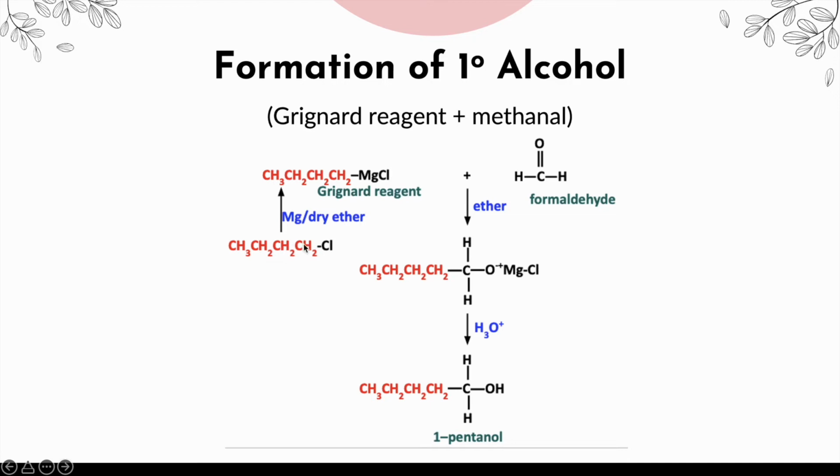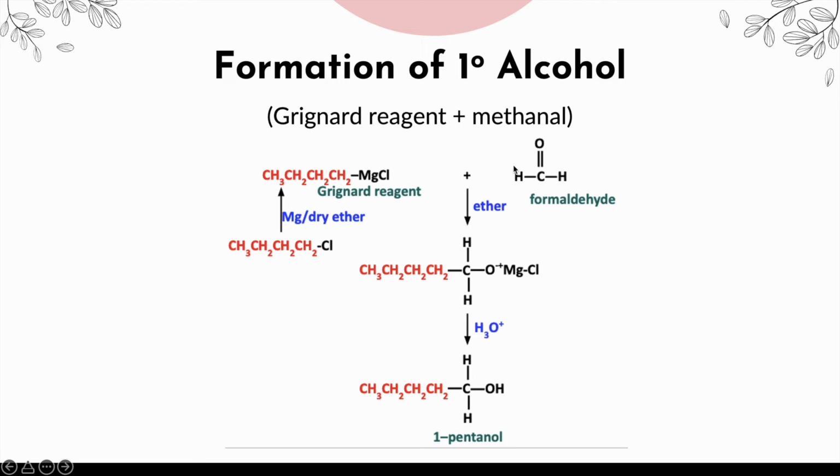Okay, 4 carbon alkyl halide reacts with Mg and dry ether to form Grignard reagent, 4 carbon MgCl. Make sure the Mg is bonded to C. The Mg is bonded to C, not Cl. So this is the Grignard reagent.